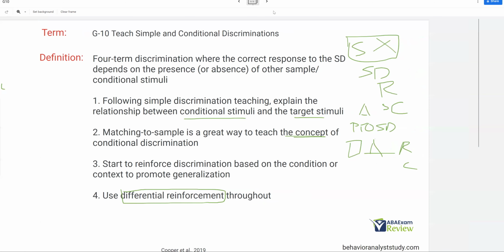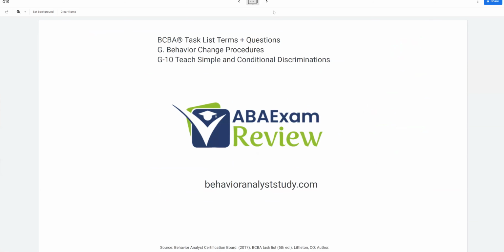So to summarize, don't overthink discriminations. Okay, this is such a tricky task list item because you know what discriminations are, you know how to teach them, we do it all the time, but then we start talking about simple versus conditional and we start to get confused and overwhelmed. Keep it simple. They're very, very similar. The main difference is conditional, there's going to be that extra stimulus, that extra antecedent stimulus that's either present or it's not present for whatever reason. And that's going to help you tell the difference between is this simple and is this conditional.